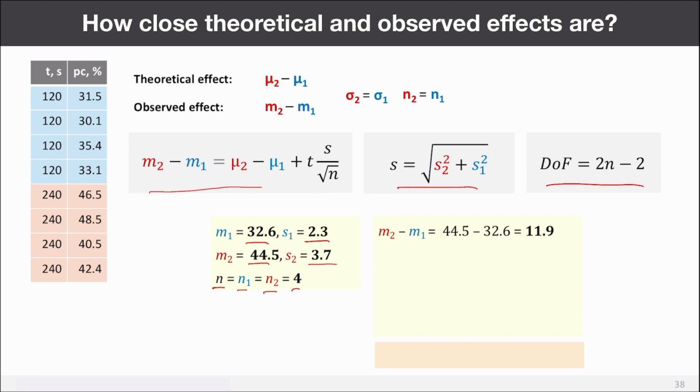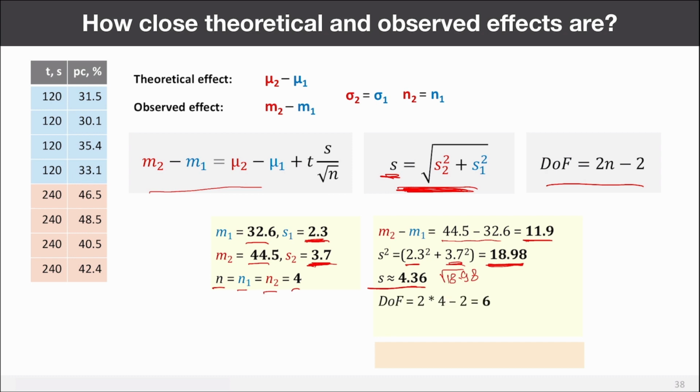Now we compute the observed effect first. It's simply a difference of mean values, and that gives you 11.9. Now you compute the pooled variance. You remember it's just a sum of individual variances. Because these are standard deviations, we need to square them in order to get the variance. So this is the pooled variance. Now we can compute the standard deviation, right? The pooled standard deviation is simply a square root of 18.98. So now we have this one.